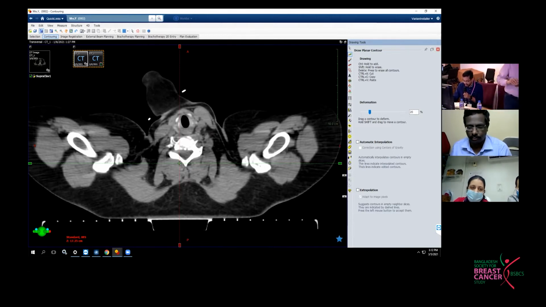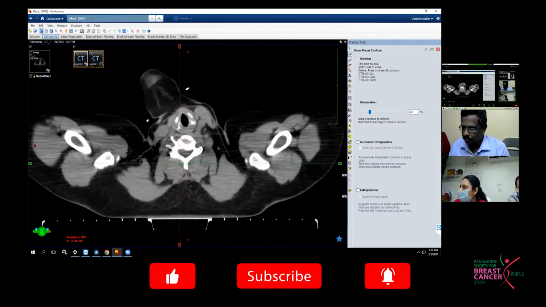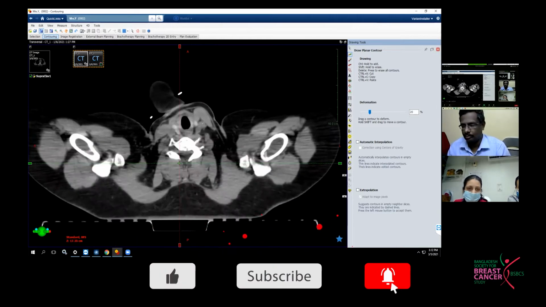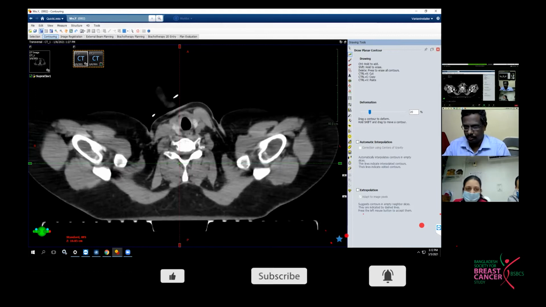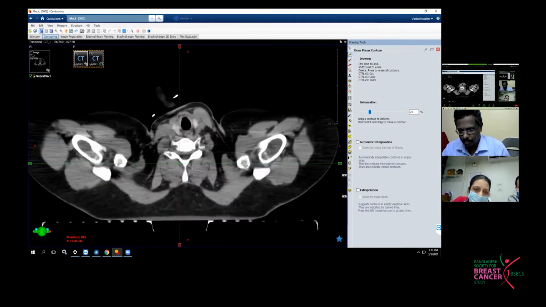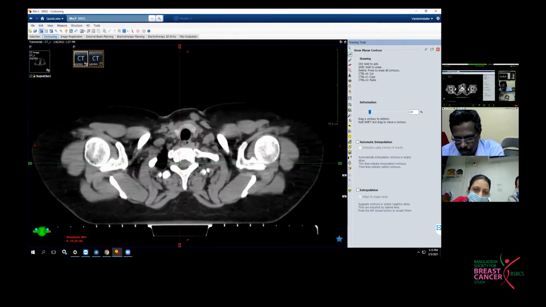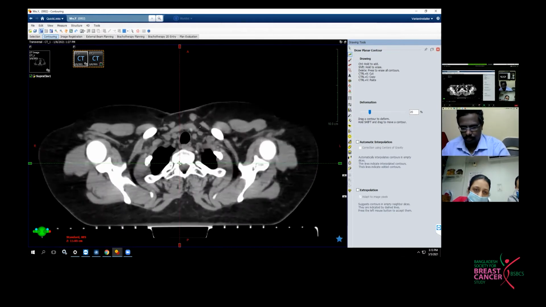So can you clarify what are the two vessels that you see? Which one is the carotid artery? Which one is the vein? This is the carotid artery here. Because the contrast is difficult to identify, this is the carotid artery here. If we go down, then we can trace it.